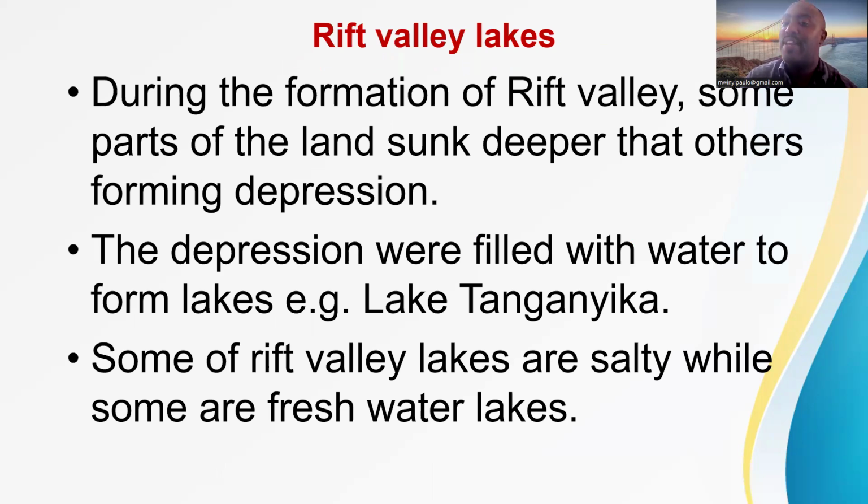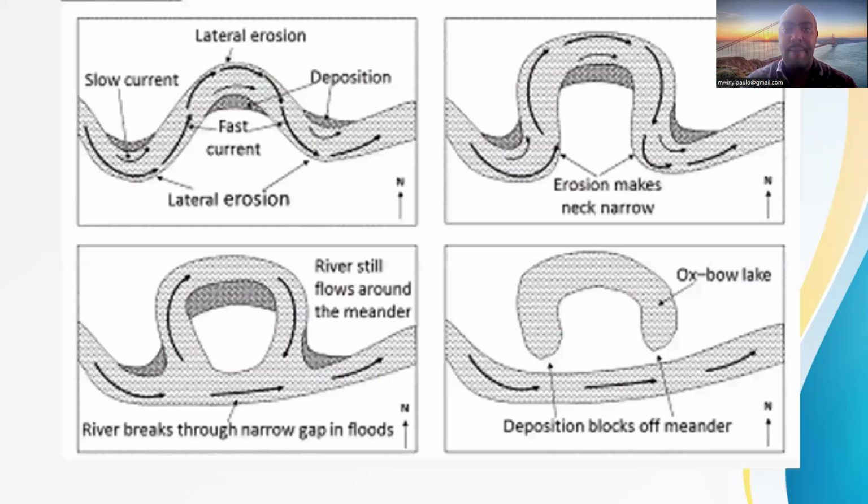During the formation of the Rift Valley, parts of the land sank deeper than others, forming depression. The depressions were filled with water to form lakes. An example is Lake Tanganyika. Some of the Rift Valley lakes are salty, while others are freshwater lakes.